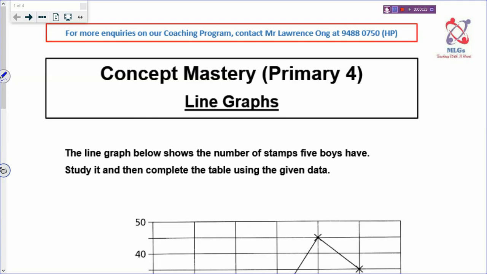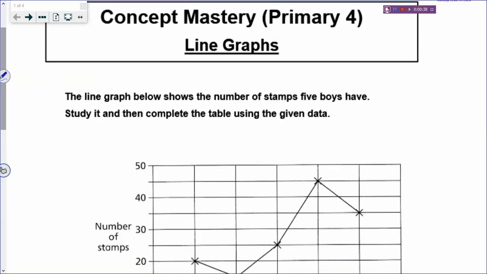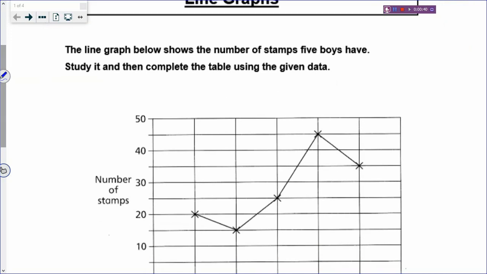Okay, so let's look at the first question. What is a line graph? Well, a line graph is something like what you see on the board. It's like tables and graphs, right? Bar graph, tables, line graph. All these belong to data analysis. You can see a line graph over here. There are lines going up and going down. The line graph shows the number of stems 5 boys have, and you need to study the line graph and then complete the table using the given data.